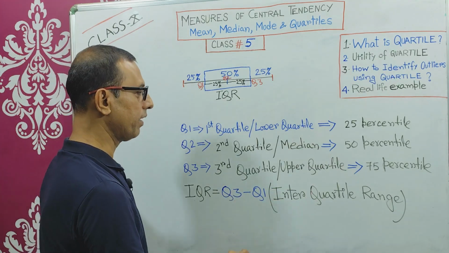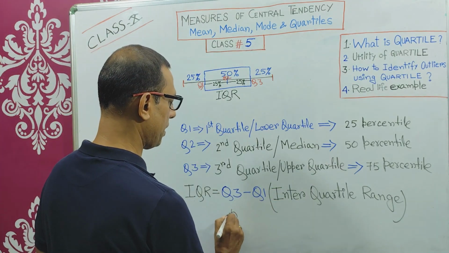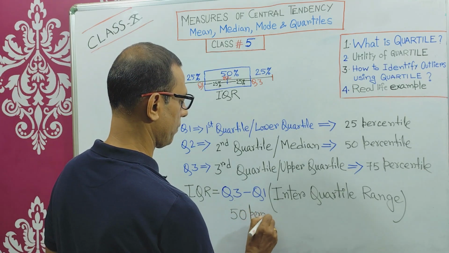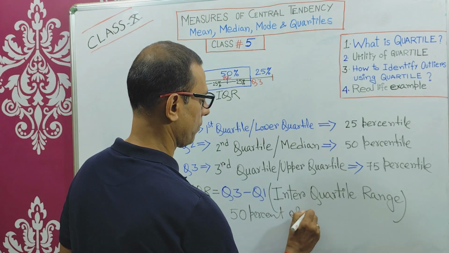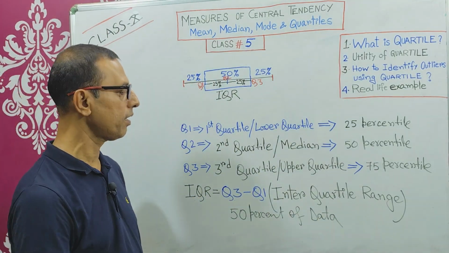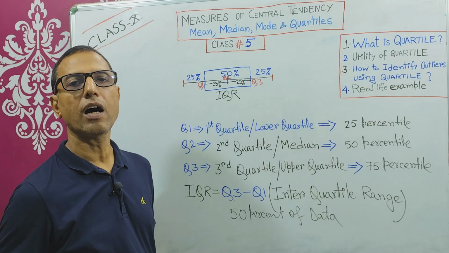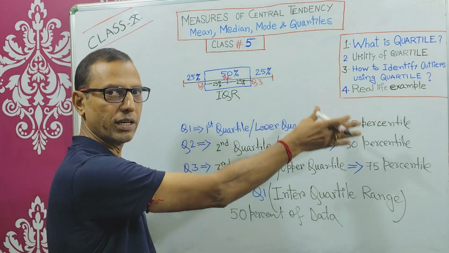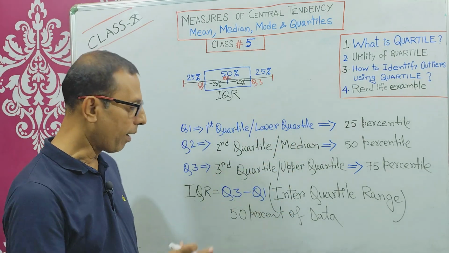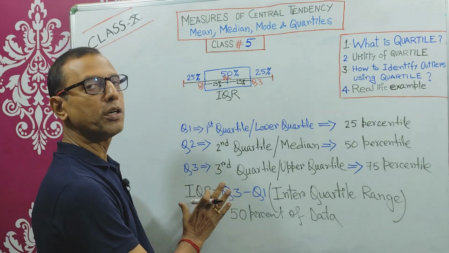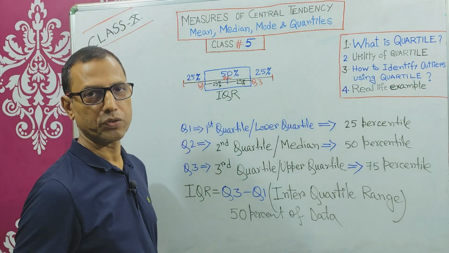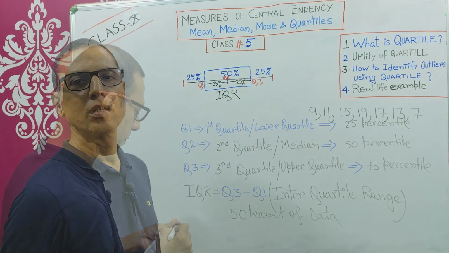So this inter quartile range consists of 50% of data. Actually, why you need IQR, you will understand later on. Let me go through the video, then you will understand what the usage of IQR is. But IQR also determines the spread of the data between Q1 and Q3. Okay, now you understand the concept.